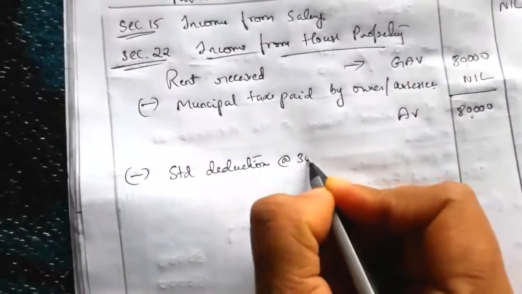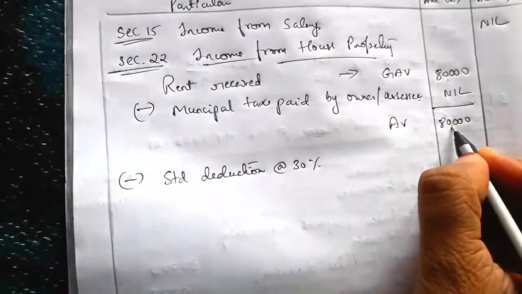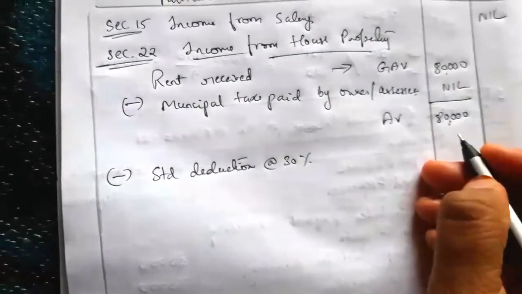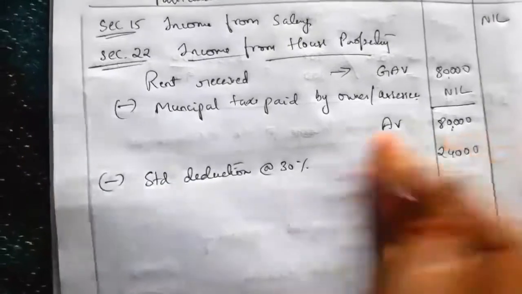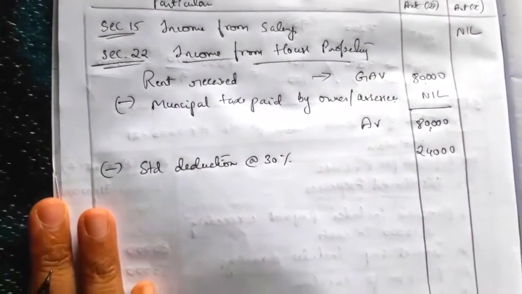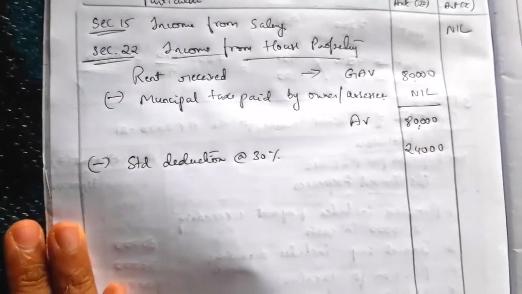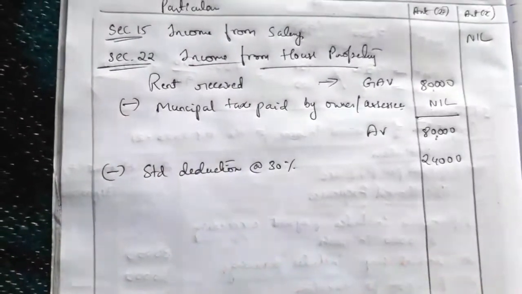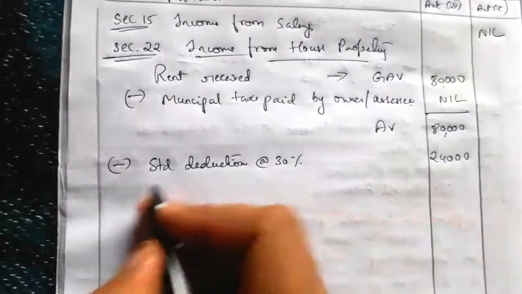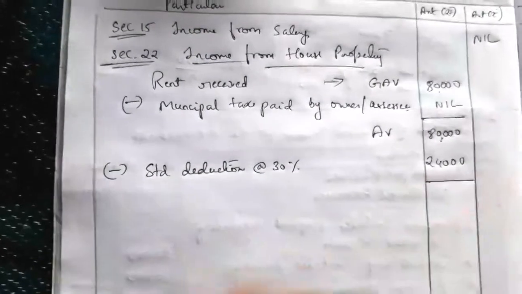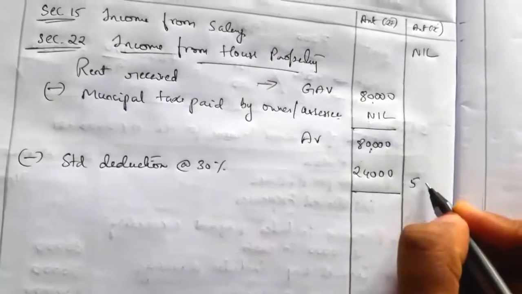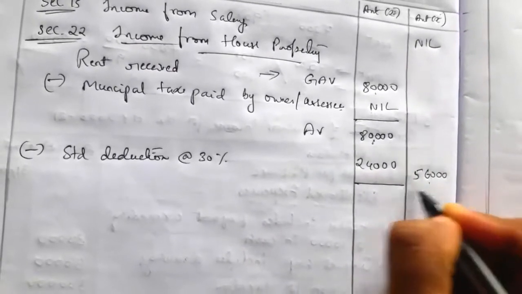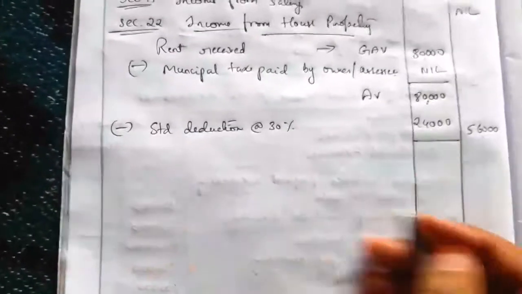Standard deduction at 30% is calculated on the annual value. So 80,000 into 30% is equal to 24,000 deduction he can claim. And if this house owner had taken any housing loan, and if he has paid any interest, then that also he can claim as a deduction here. So there is no interest on housing loan. So 80,000 minus 24,000 is taken as house property income. Income from house property is 56,000.